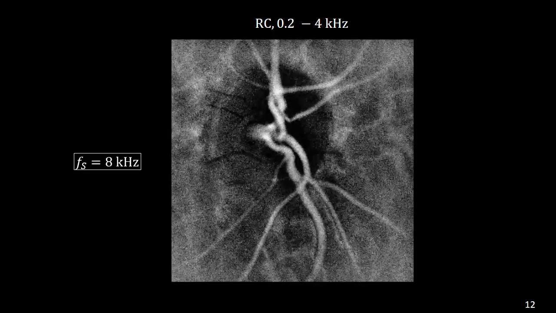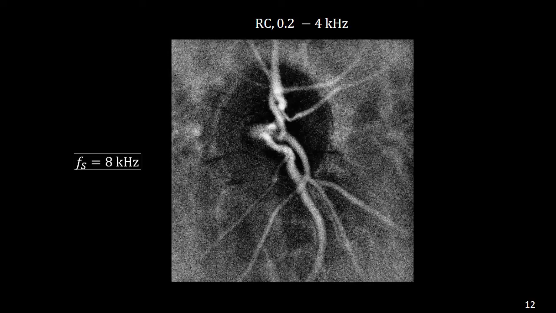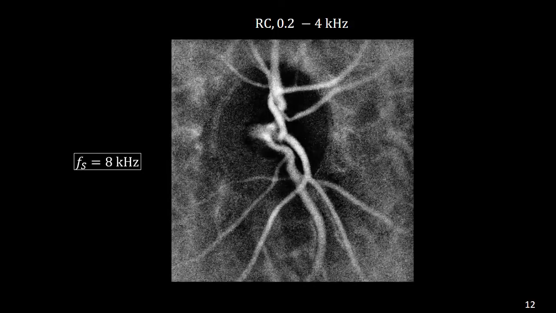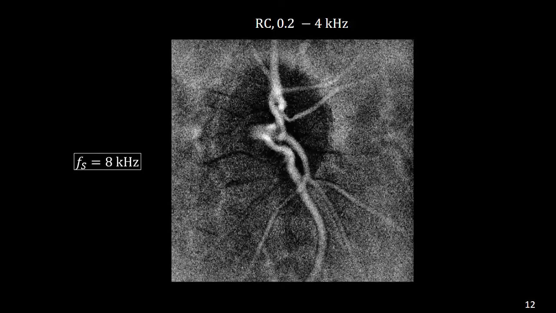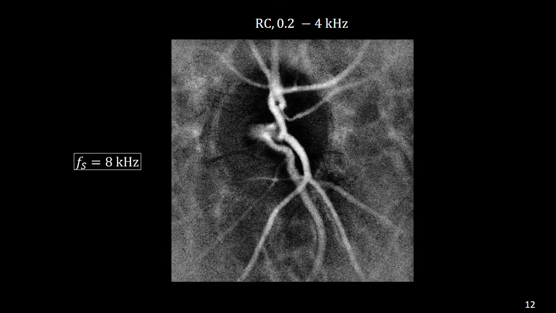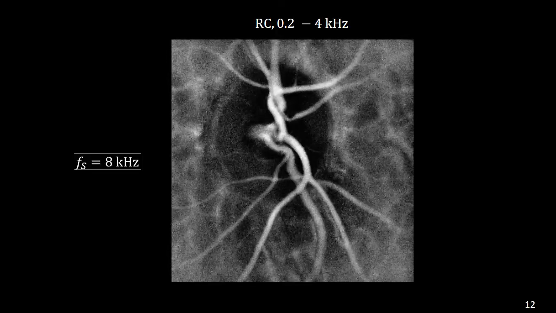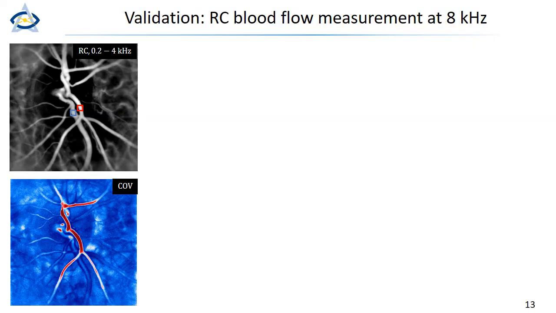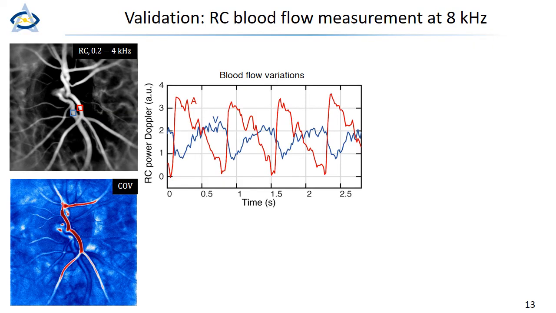And the answer is that it seems to work. Here is a measurement at 8 kilohertz, and we are once again looking at the reverse contrast over the 0.2 to 4 kilohertz range, and we are able to nicely sample the blood flow variations in the vessels. So in these measurements we looked again at the variations in an artery and a vein, and we were able to obtain what would have been expected from such a measurement. We find the same waveform profiles as we do at high frequency.